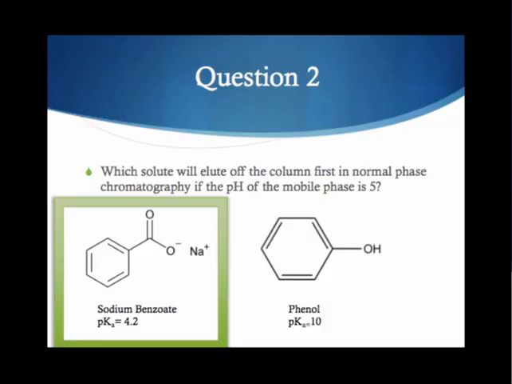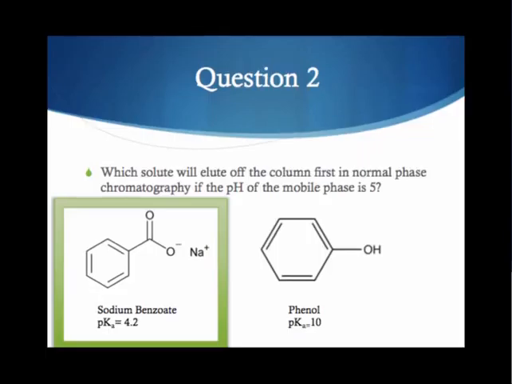Now if we look at phenol, it has a pKa above the pH of the mobile phase, so there's going to be more weak acid form than conjugate base, indicating more interaction with the stationary phase as compared to sodium benzoate. So this exercise concludes this video for chromatography, and I hope it was of use.